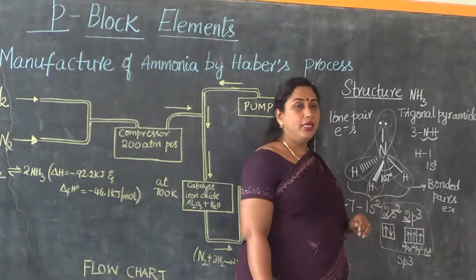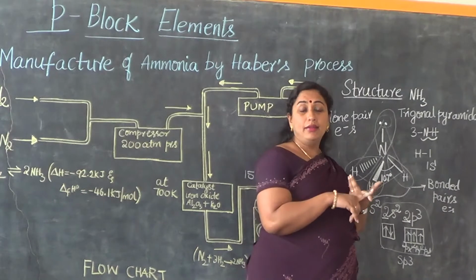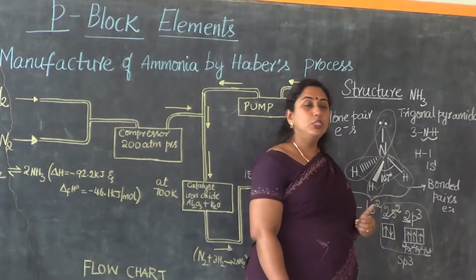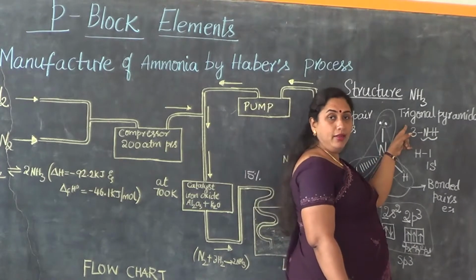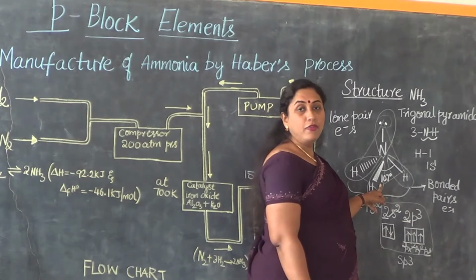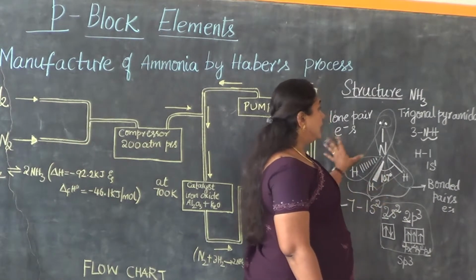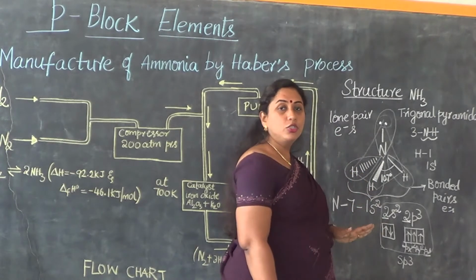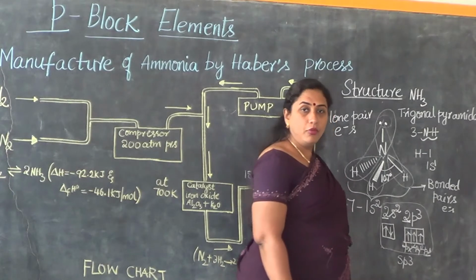As a result of this, the shape of the molecule, which should have been tetrahedral as per sp3 hybridization, has changed to trigonal pyramidal, and the bond angle, which should have been 109.5 degrees, has also changed to 107 degrees. So these are the important points to be remembered when we talk about the structure of ammonia.